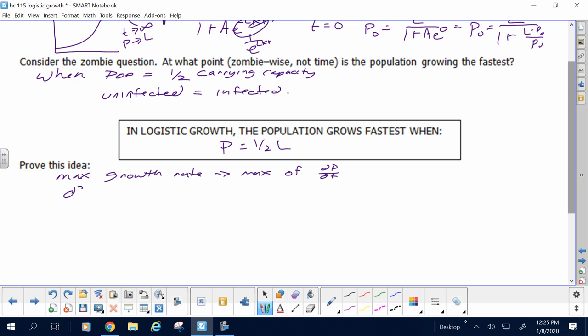So if I take the derivative of the population, now keep in mind, here's my equation, yeah? Okay, so if I take the derivative of that by product rule, first stays the same, derivative of the second is? What's the derivative of L with respect to time? 0. What's the derivative of P with respect to time? Negative dP/dt, yeah? Plus second stays the same, L minus P times what's the derivative of the first?